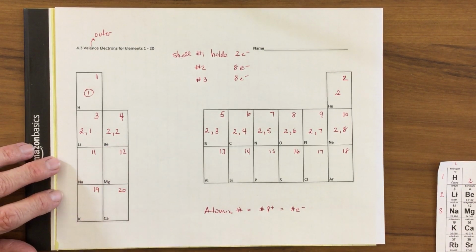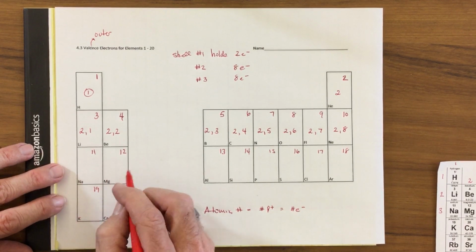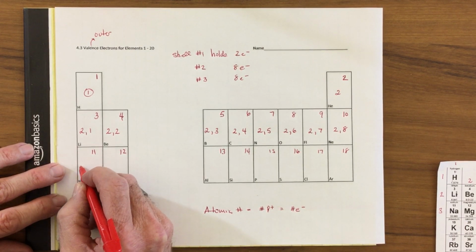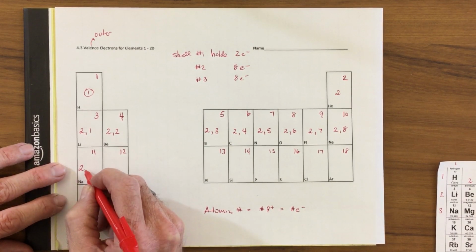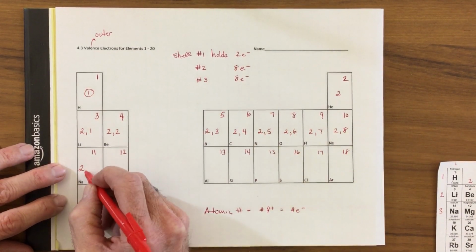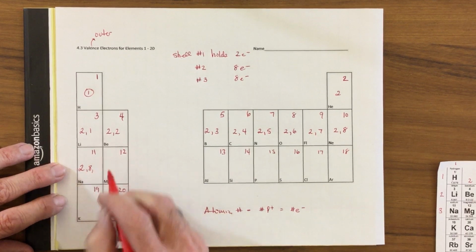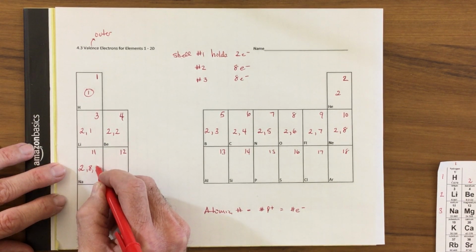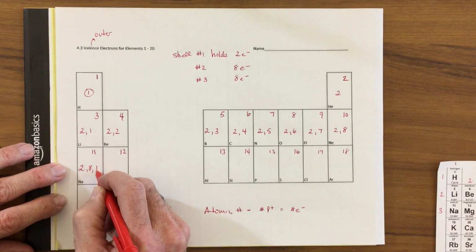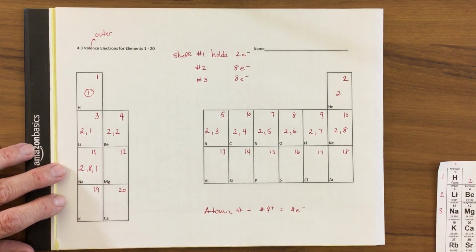So let's take a look at sodium. Sodium, how many will fit in the first shell? 2. 2 of the 11. How many will fit in the second shell? 8. 2 plus 8 is 10. I have 11 electrons total. How many will fit in the third shell? 8, but we only have 1 that is available.